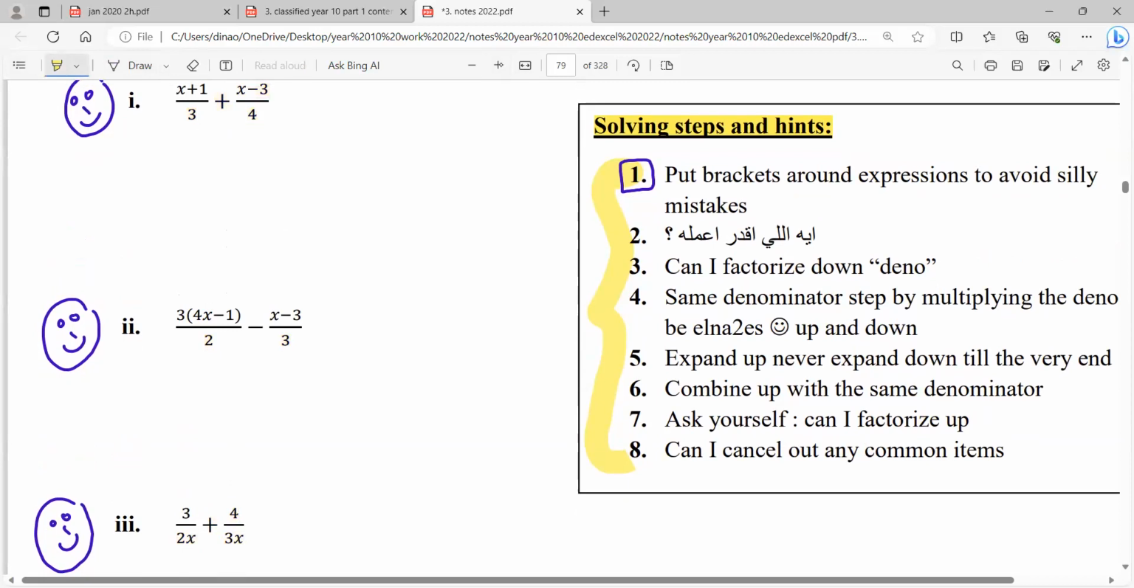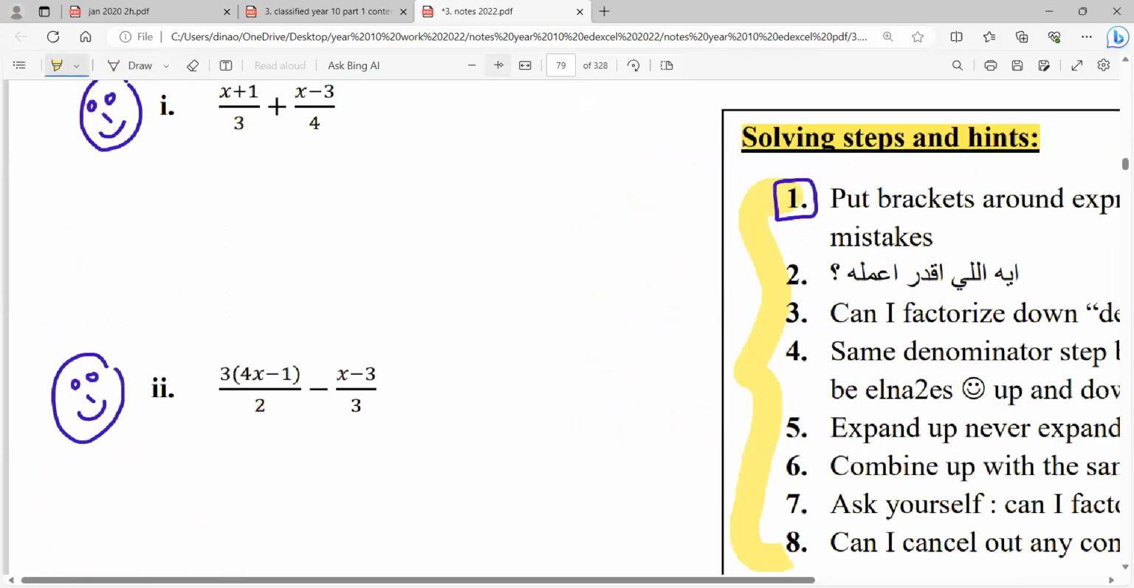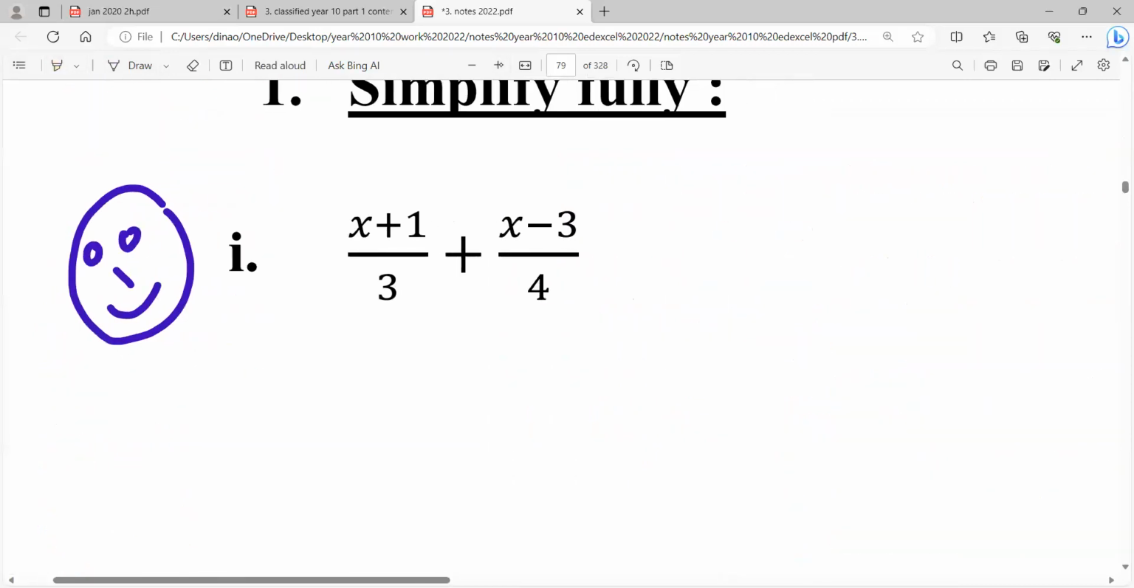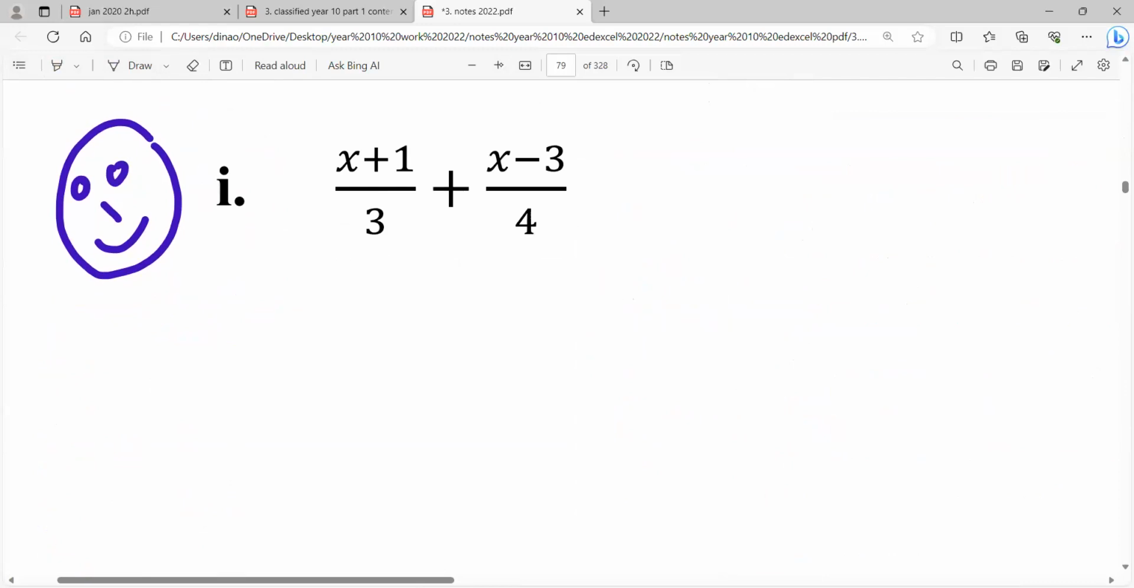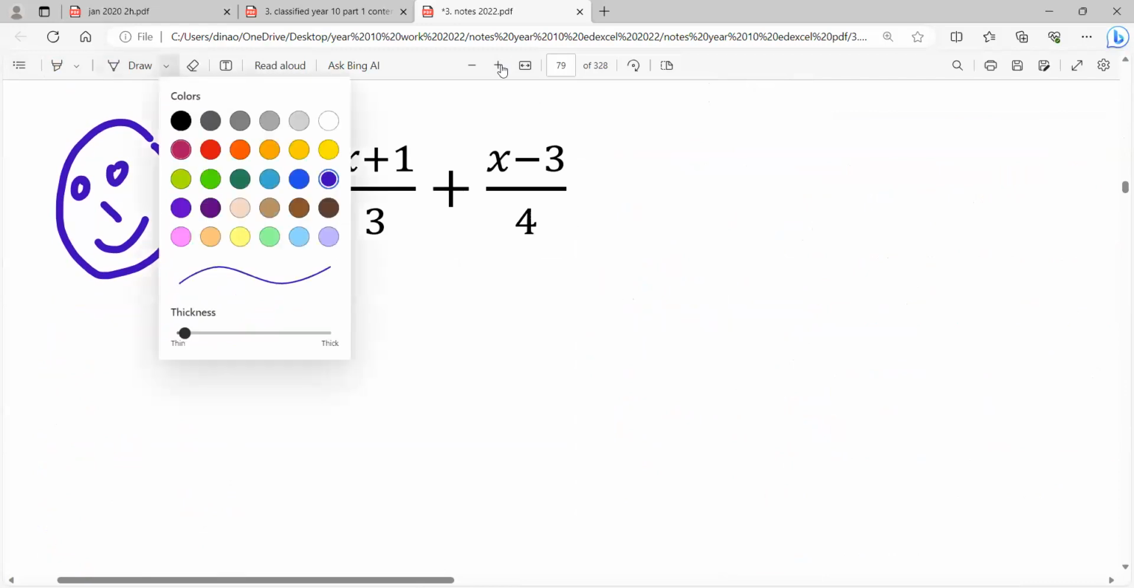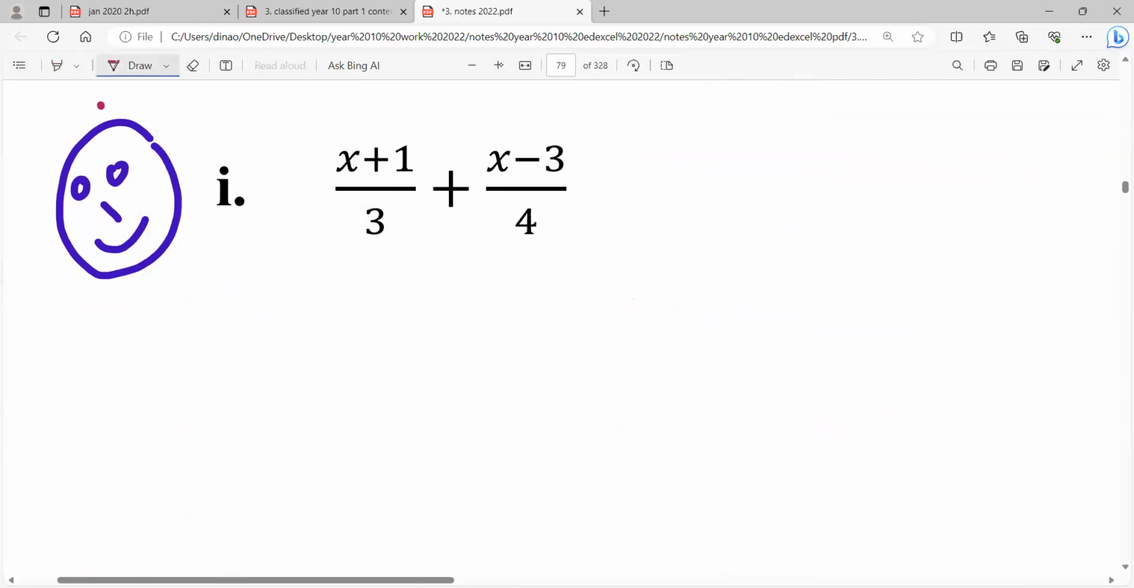Now let's start with the first example over here, and let's see the tips and hints that I always want you to remember whenever we're dealing with such questions. Whenever you look at fractions, algebraic fractions, always remember to put brackets as follows to avoid silly mistakes. This is the first thing that I always want you to remember.